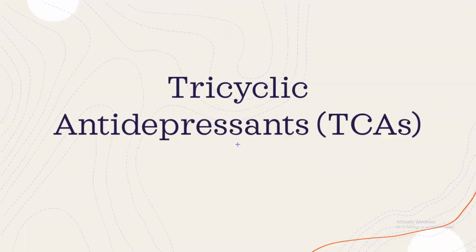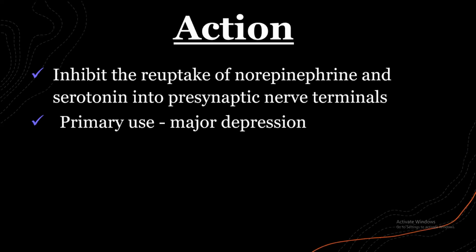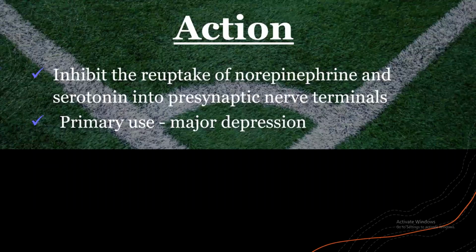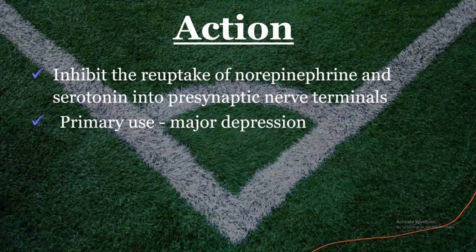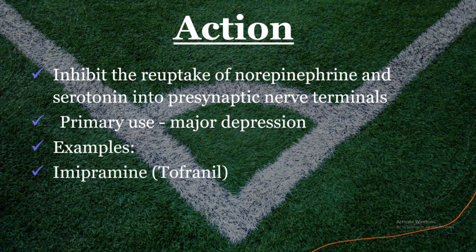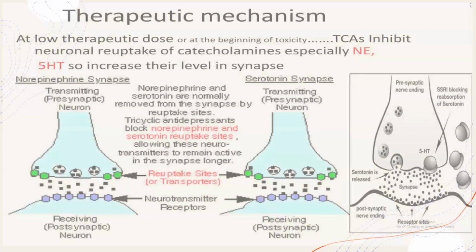So tricyclic antidepressants, also called TCAs: their action is to inhibit the reuptake of norepinephrine and serotonin into presynaptic nerve terminals, and their primary use is to control major depression. The examples include imipramine, Tofranil, and clomipramine. These are the names of the drugs which are used for their antidepressant action.